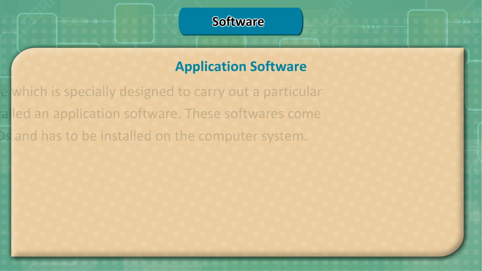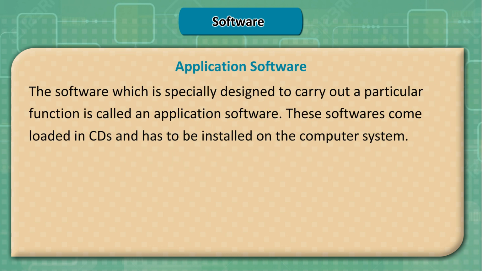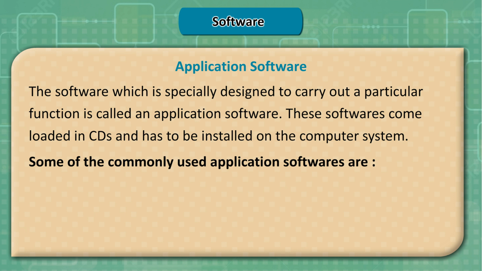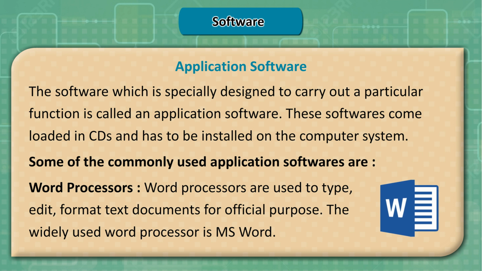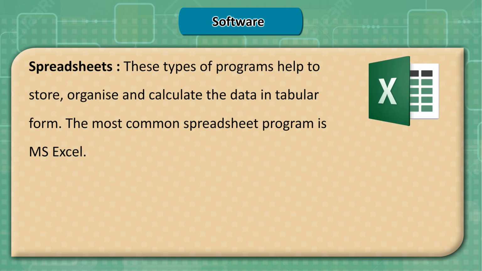Application software. The software which is specially designed to carry out a particular function is called an application software. These softwares come loaded in CDs and have to be installed on the computer system. Some of the commonly used application softwares are word processors. Word processors are used to type, edit, format text documents for official purpose. The widely used word processor is MS Word.